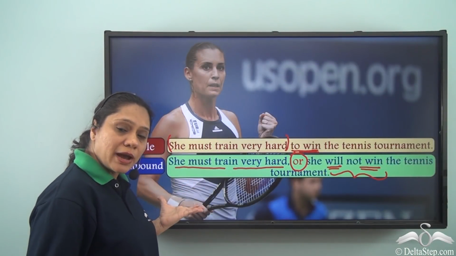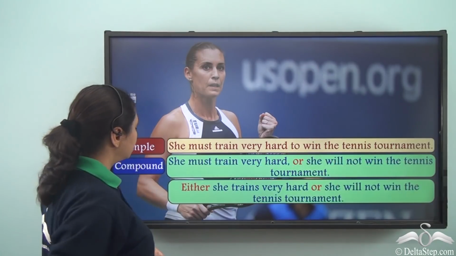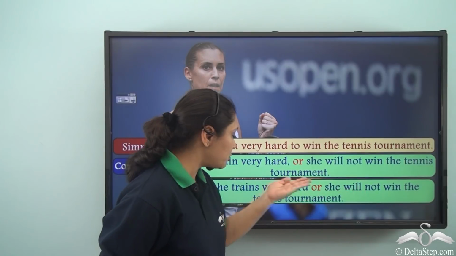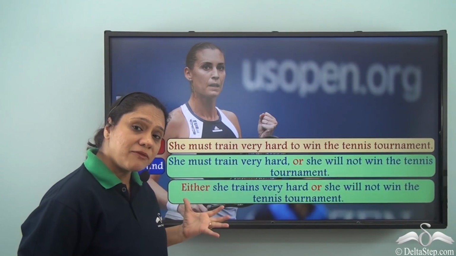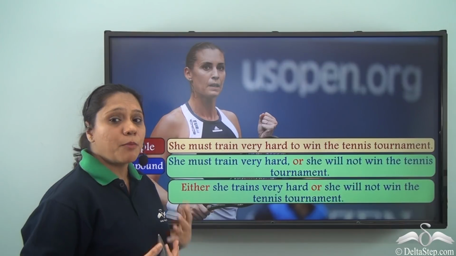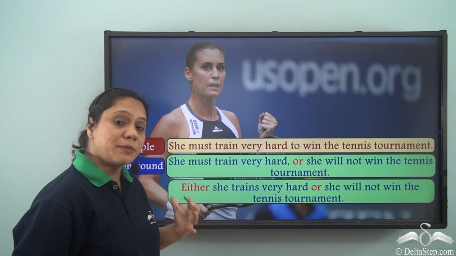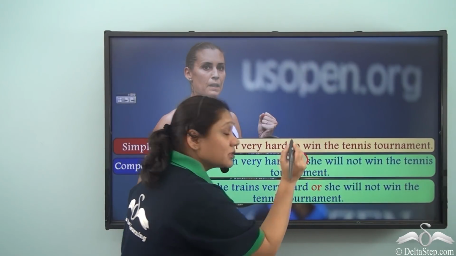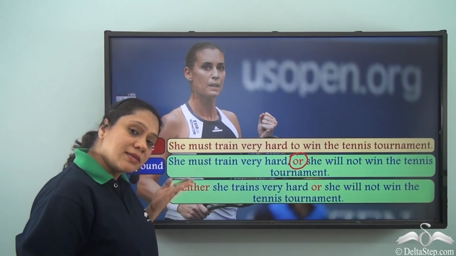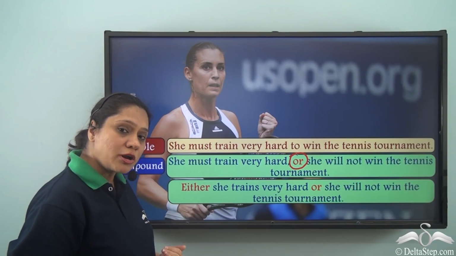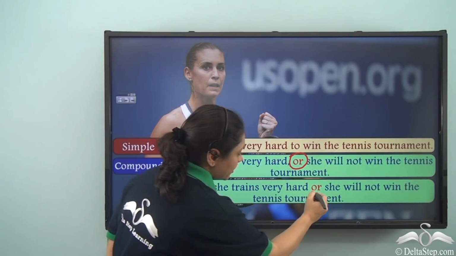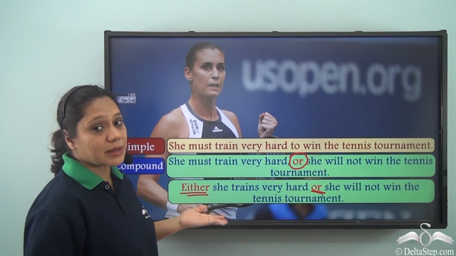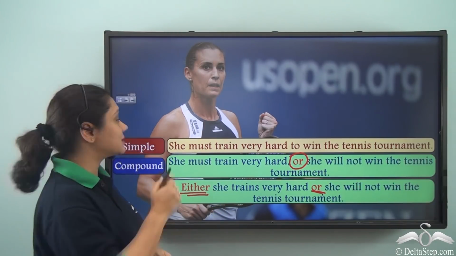Now we can also write the compound sentence as, either she trains very hard or she will not win the tennis tournament. So what have we done here? Essentially, both the sentences and the clauses remain the same. In the first sentence, we have used the coordinating conjunction or, whereas in the second sentence, we have used the correlative conjunction either or. And since we have used either, we have omitted the must in the second sentence.